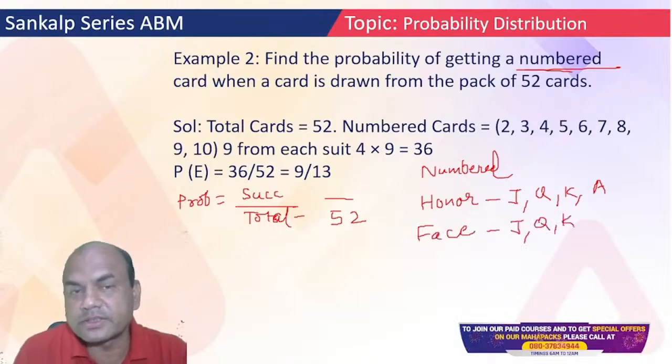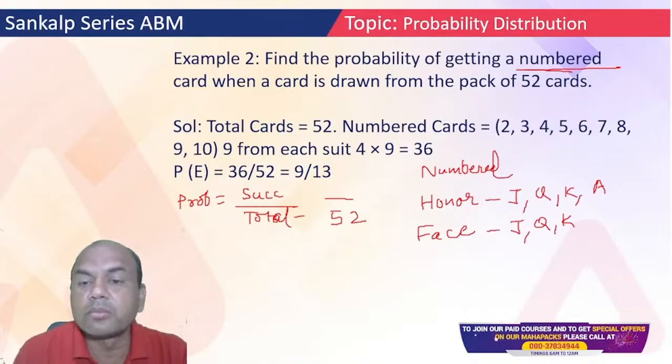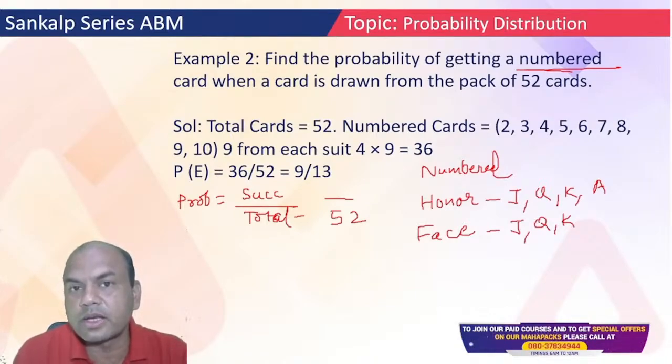No, ace is not a face card. Ace means Eka, we call it, right? Does it have a face? No. So here, what do I want? Numbered. Numbered means how many are there? 2 to 10. So there are 9.